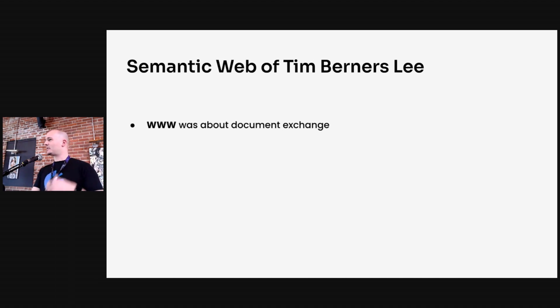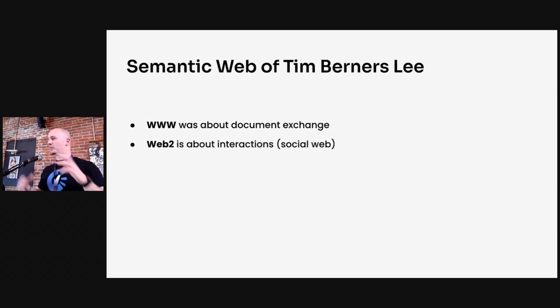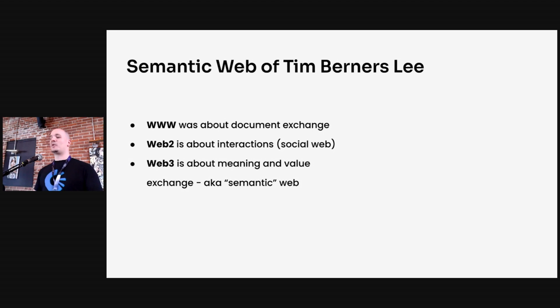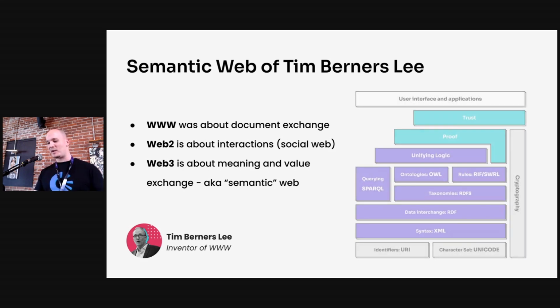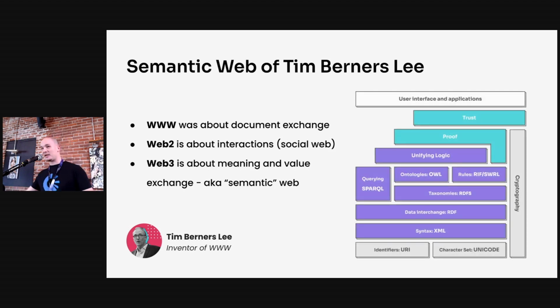He said the World Wide Web, which he created, was about document exchange. Then Web2 was about interacting, so kind of building this social web. And then Web3 for him was about meaning and value exchange. And he called it the semantic web, right? So the biggest inventor of the original web had this idea for Web3.